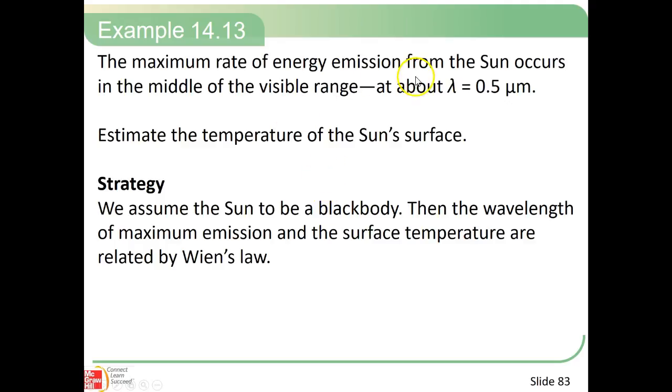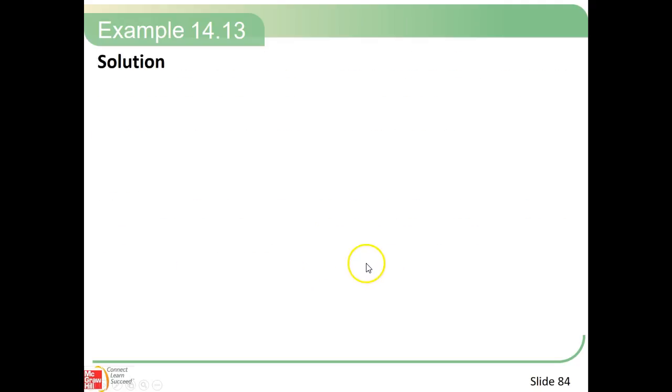The maximum rate of energy from the sun occurs in the middle of the visible range, so your wavelength here is about 0.5 micrometers, or 0.5 times 10 to the negative 6 meters. They want us to estimate the temperature of the sun's surface. We can assume that the sun is a black body. If we do, then the wavelength and the surface temperature are related by Wien's law. To solve this one is pretty simple. This just looks very difficult, but it's really a pretty simple plug and chug as we go through.